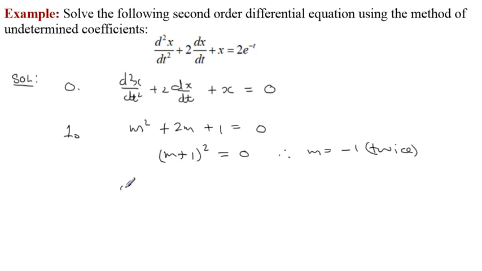and therefore our complementary solution is going to be the undetermined coefficient C0 e to the power minus t plus C1 t e to the power minus t. I hope at this stage you still remember how you handle repeated real roots like this one. And then next step, we determine our particular integral.